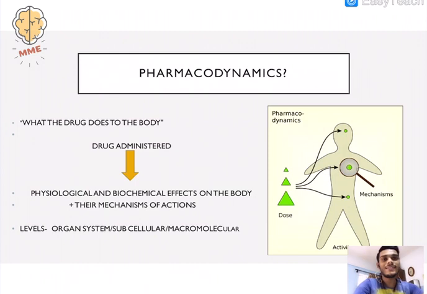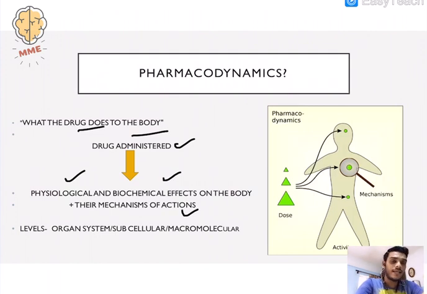Okay, so what exactly is pharmacodynamics? Pharmacodynamics refers to what the drug does to our body. So it is what a drug does to our body once it is administered, right? Here we see the drug is being administered to our body, and this drug is having certain physiological and biochemical effects on the body. And how is it taking all these effects on our body? Like how is it acting? That is given by their respective mechanism of actions.